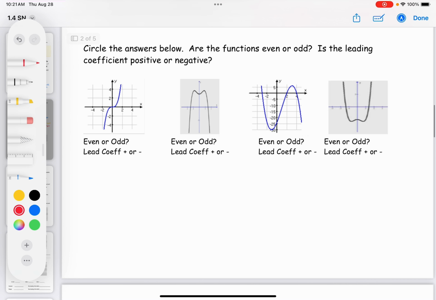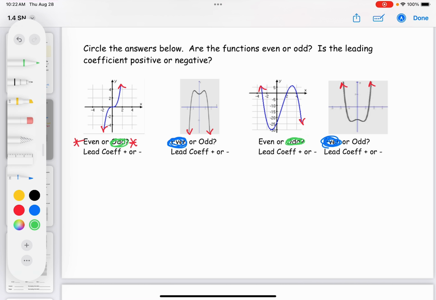Now it says circle the answers below. Are the functions even or odd? Is the leading coefficient positive or negative? The first thing we want to look at to determine if it's even or odd is the end behavior. This one goes down, up. This one's down, down. This one's up, then down. And this one's up, up. Like we said earlier, on even graphs, the end behavior causes them to go in the same direction. So our two evens are the two graphs that go in the same direction, leaving our two odds as the ones going in opposite directions.